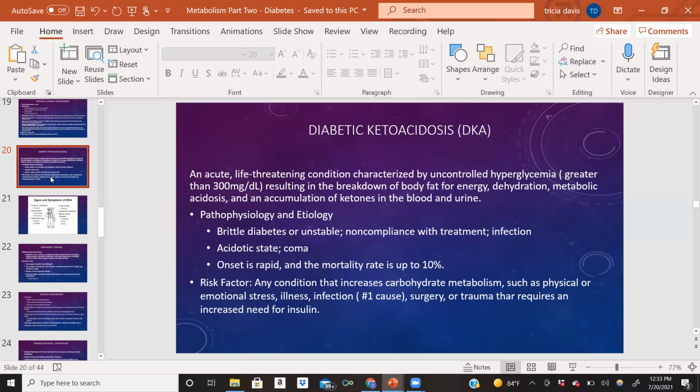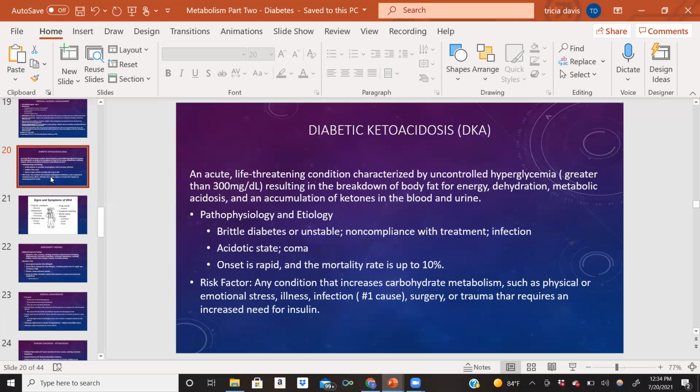So these patients, it is metabolic acidosis. They are in an acidotic state. They are at a high risk for this situation to develop into a coma. That onset of DKA is usually very rapid, and it does have a mortality rate of up to 10%.